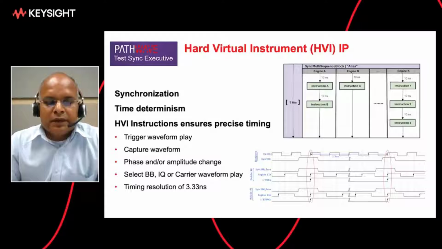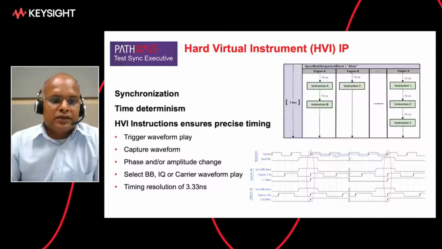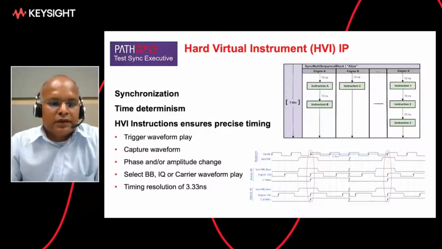Once time zero is set up, the other capability that HVI IP adds is time determinism. So everything after time zero is time deterministic. We write the script, we add the things that we want to do in our test, and everything is precise and time deterministic. It will happen exactly at the time that we expect and we programmed. The other capability that it adds is various instructions to play the waveform, generate a trigger to play the waveform, or generate a trigger to capture the waveform at a deterministic time.